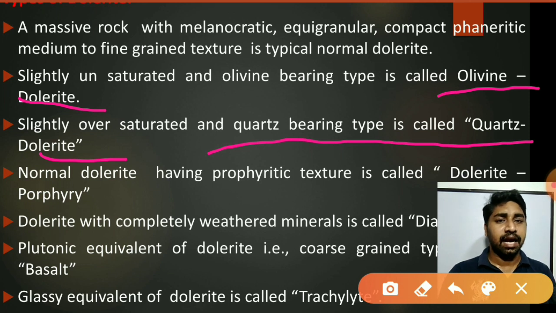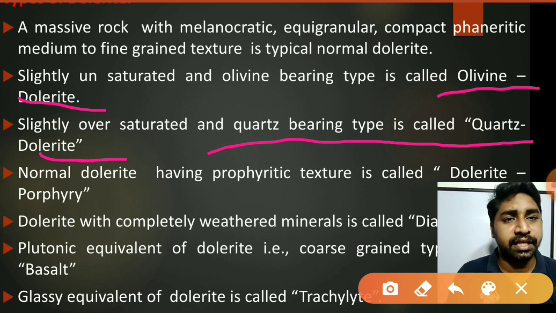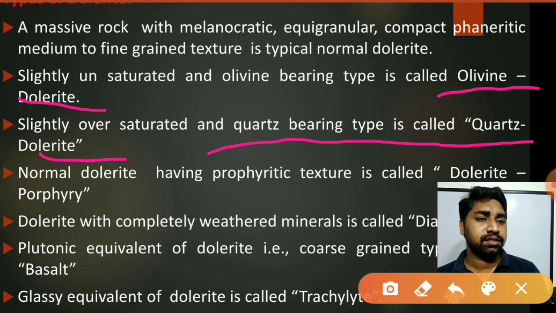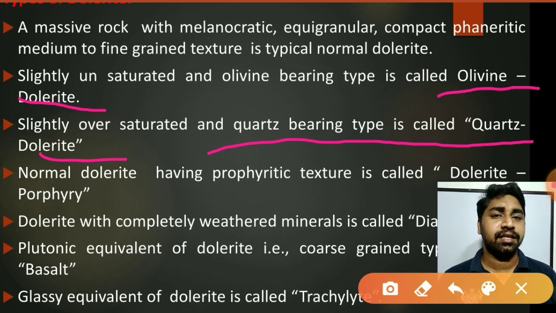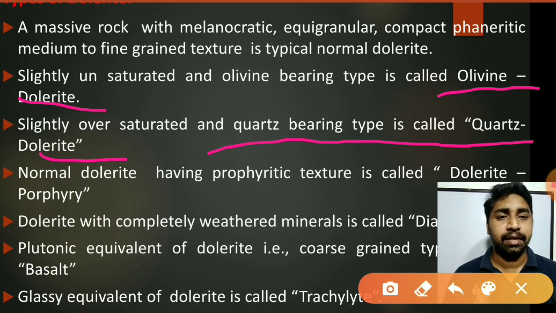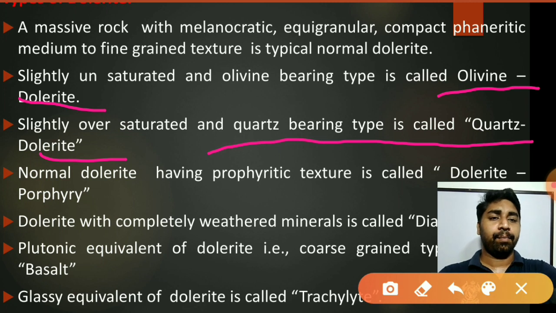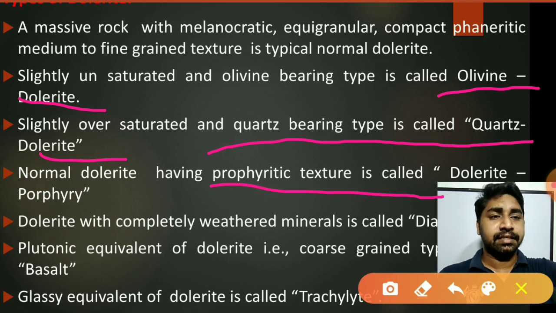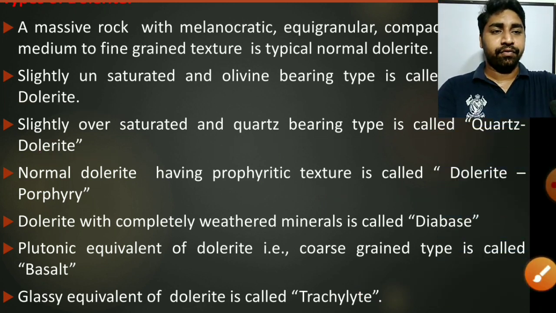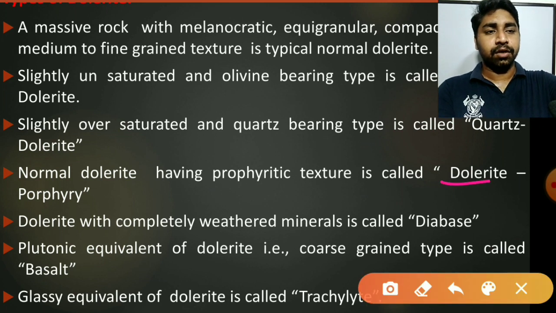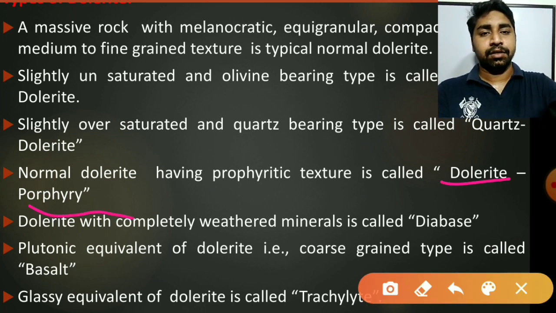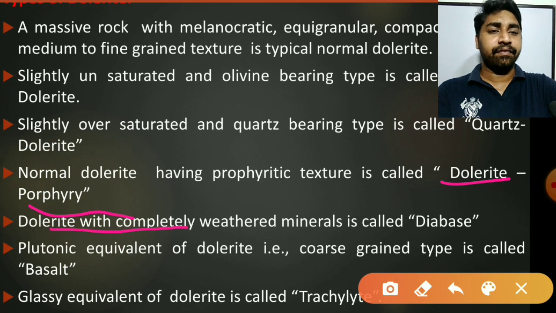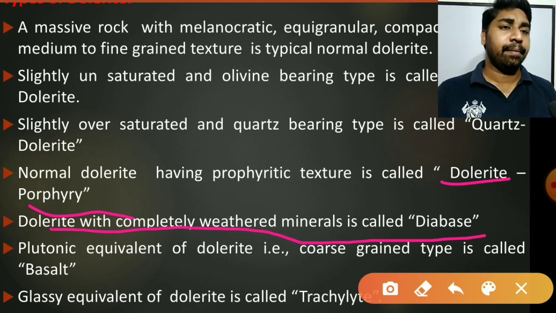If the silica content is more, slightly oversaturated and quartz bearing, with quartz more predominant, then it is called quartz dolerite. Similarly, if the dolerite has a porphyritic texture, then it is referred to as dolerite porphyry. Dolerite with completely weathered minerals is called diabase.